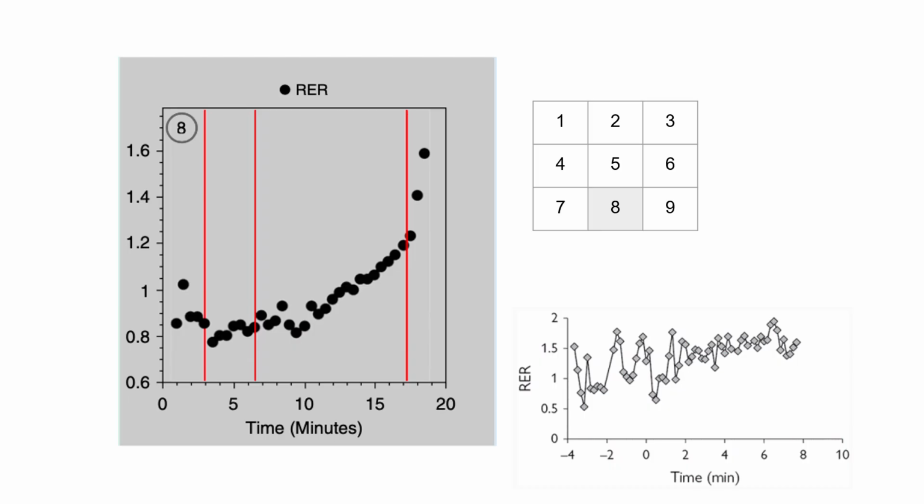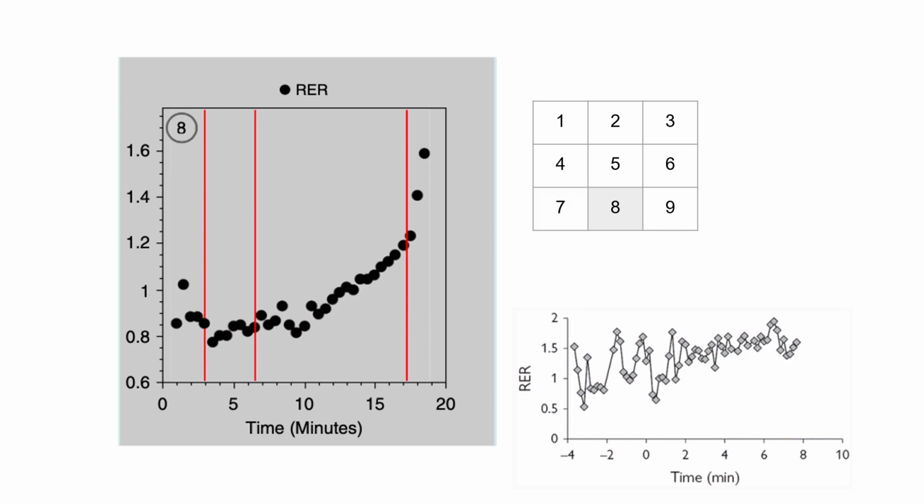This reflects the additional production of carbon dioxide from the buffering of lactic acid, but this may not occur if exercise is limited by symptoms or poor motivation. Immediately post-exercise, the VCO2 decreases less rapidly than the VO2, and this leads to an abrupt increase in the respiratory exchange ratio, as you can see over here.